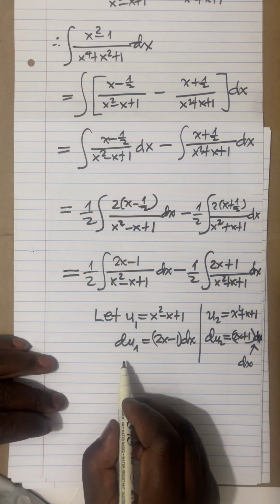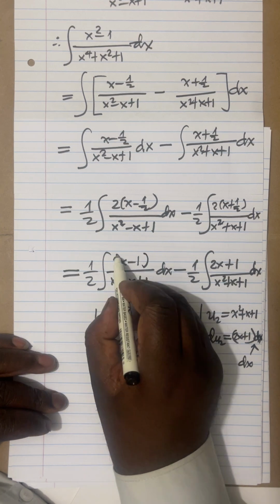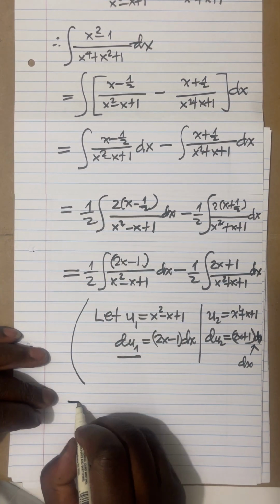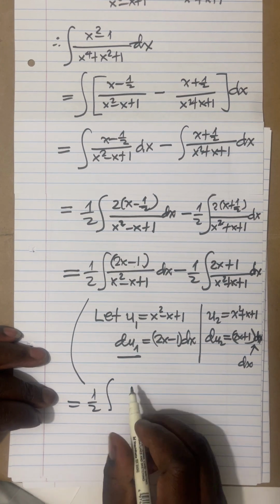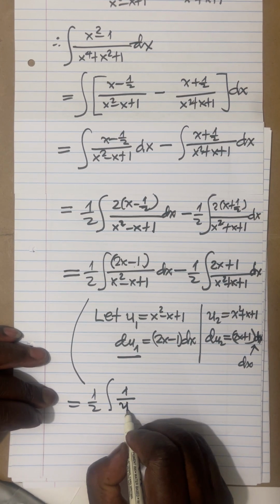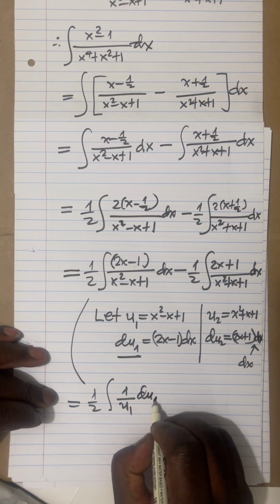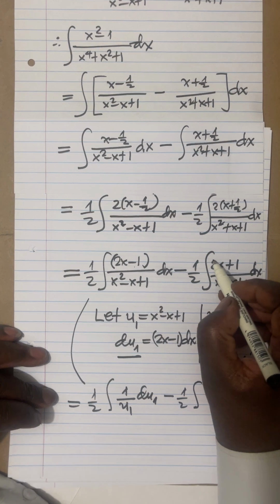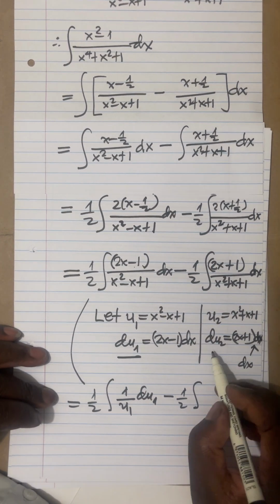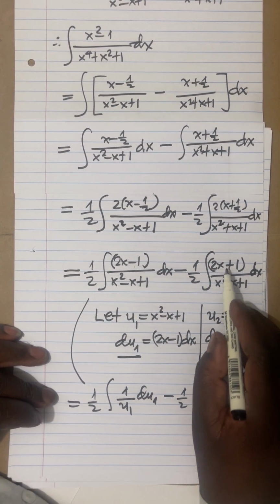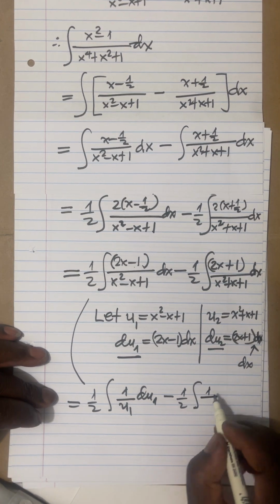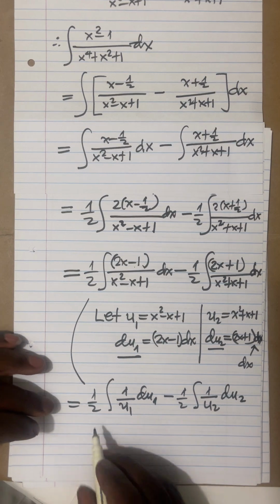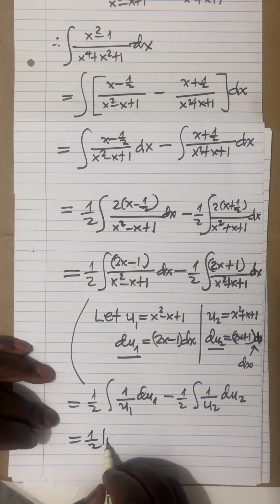Now I'm going to take this one. Remember that numerator now. 2x minus 1 dx is actually du1. So this one changes to half the integral of 1 over u1 du1. And then I have minus half the integral of, combine this one and dx again, and you're going to have du2. So you're going to have 1 all over this, 1 over u2, du2. Now this is half natural log of u1.